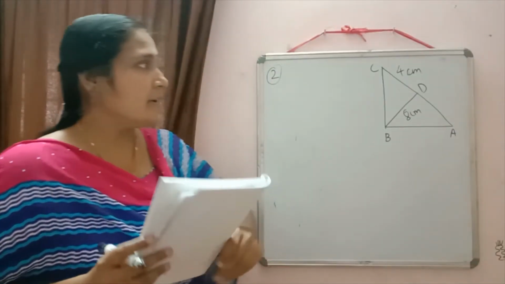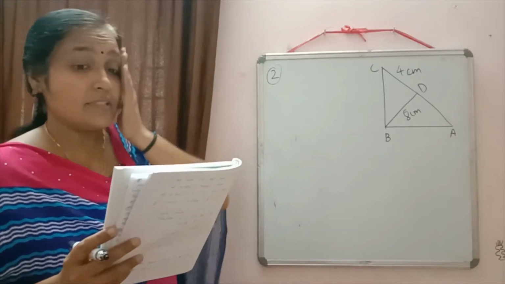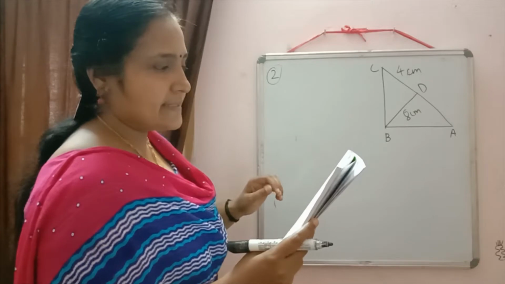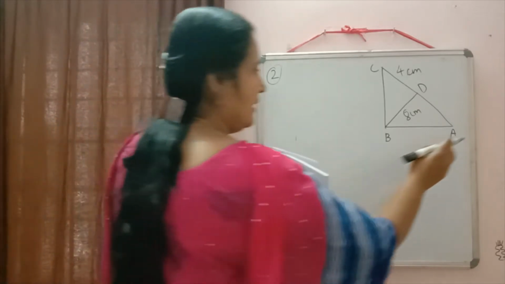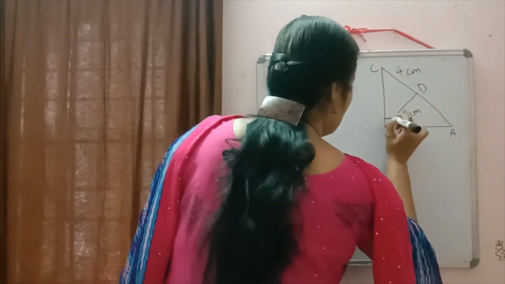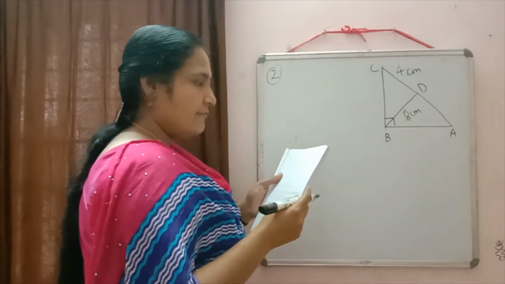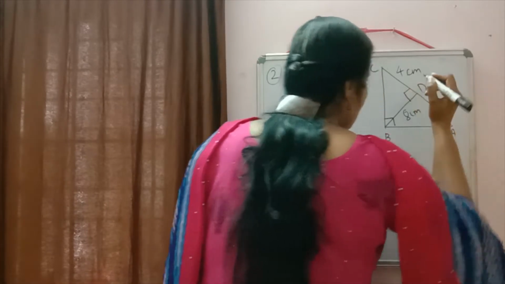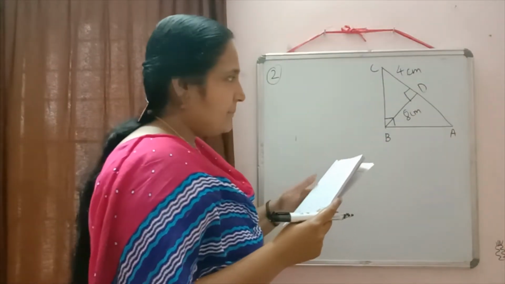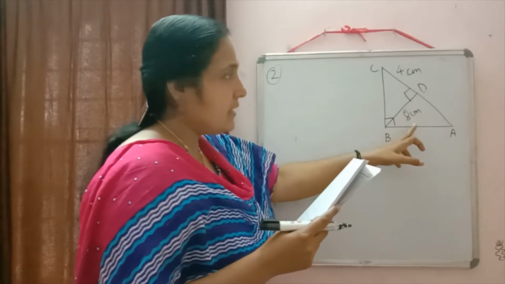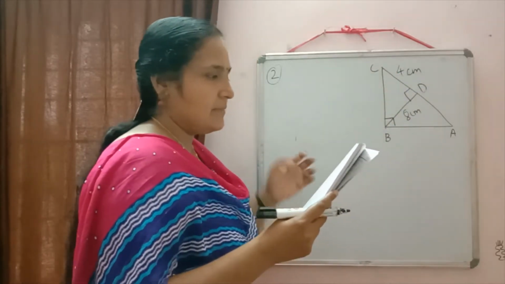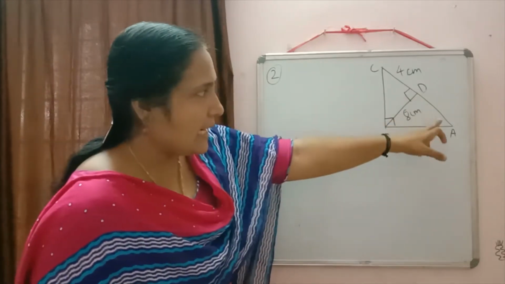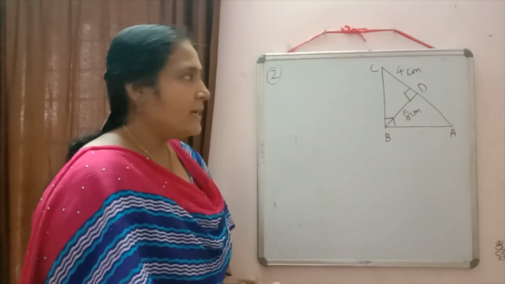Now, in this question, you can just check. In the question it is given, in the given figure, triangle ABC, angle ABC is equal to 90 degree. Then BD perpendicular to AC is also given. BD is equal to 8 centimeter. CD is equal to 4 centimeter is given. What we have to find out? We have to find out AD. What will be the value of AD?